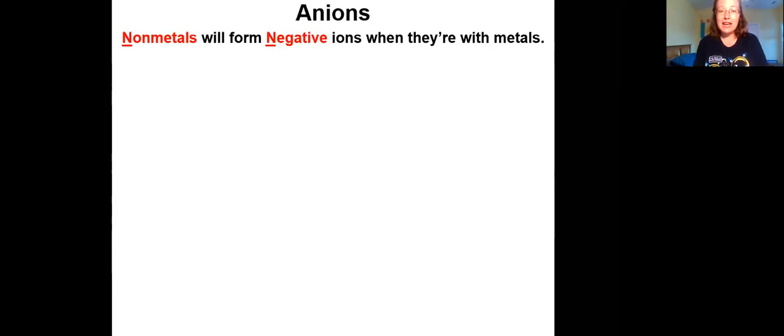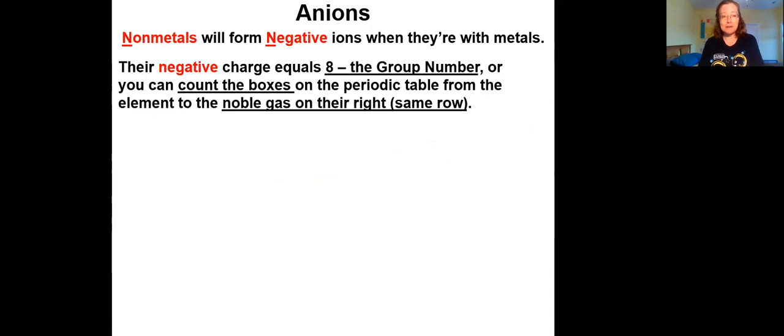Nonmetals will form negative ions when they're with metals. When they hang out with metals, that's going to happen. Their negative charge equals 8 minus the group number. Or you can count the boxes if you're looking at a periodic table. You go with the element, and then you count over in the same row to the nearest noble gas. So for negative charges for our nonmetals, and it works with metalloids too, we count the number of boxes to the right in the same row because they are adding electrons.